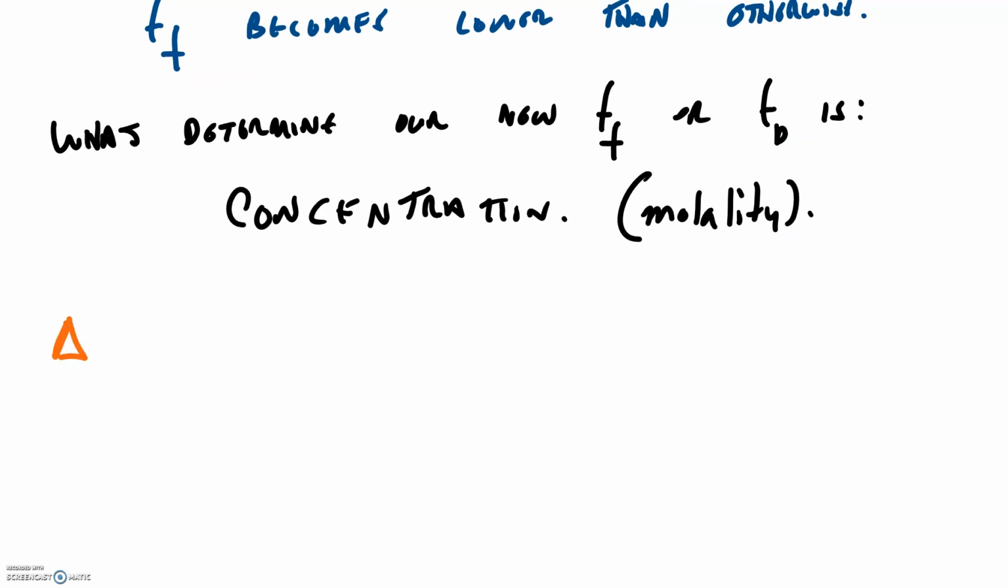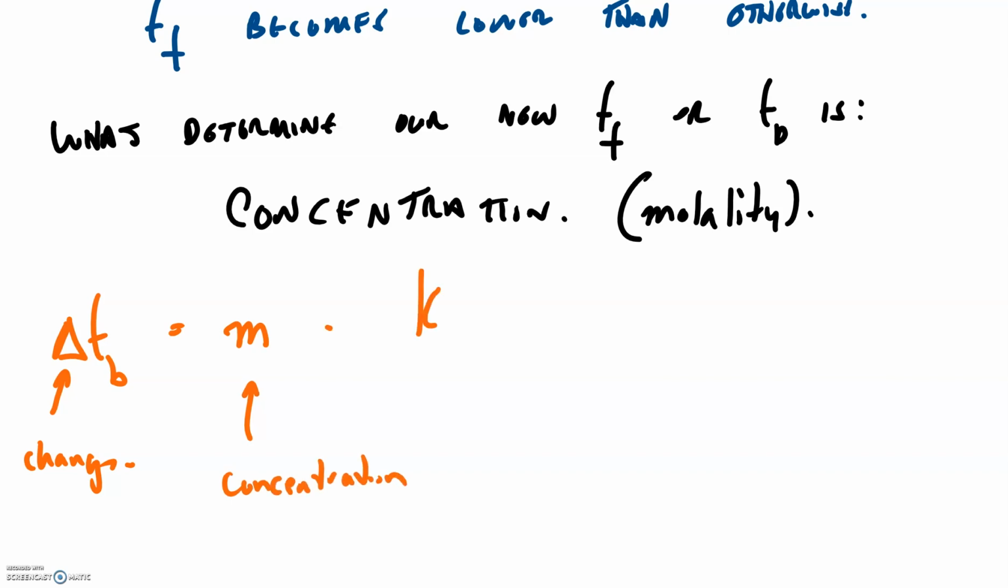So this delta means change. So the equation that we're going to use is going to look like this. Change in boiling point is going to be equal to the molality, of course that's the concentration, times something called the boiling point constant. We're going to call that KB, boiling point constant. It is different for every solvent, and there's no need to memorize anything. In fact, I'll show you where we get this from.